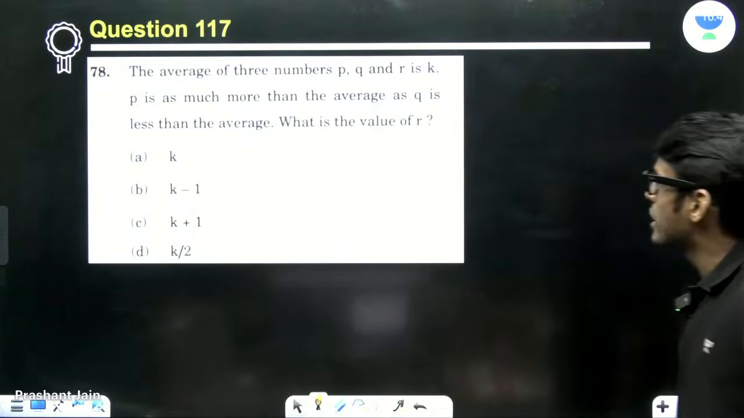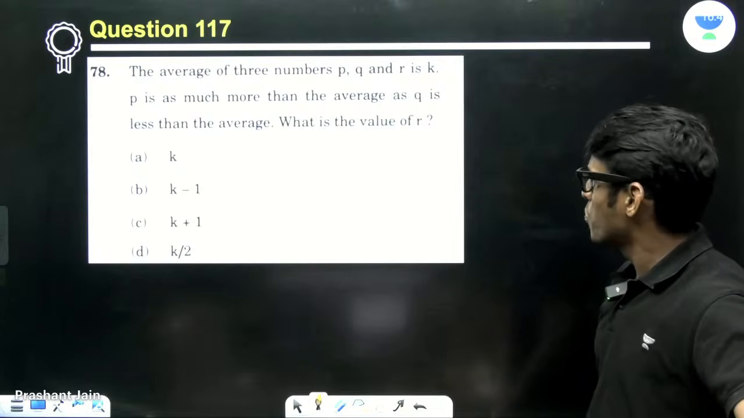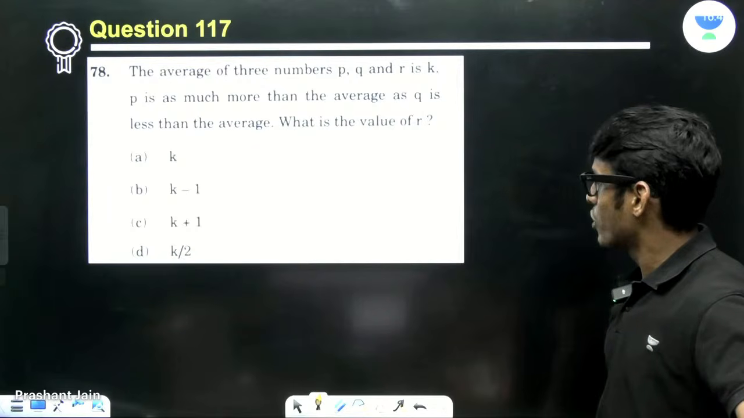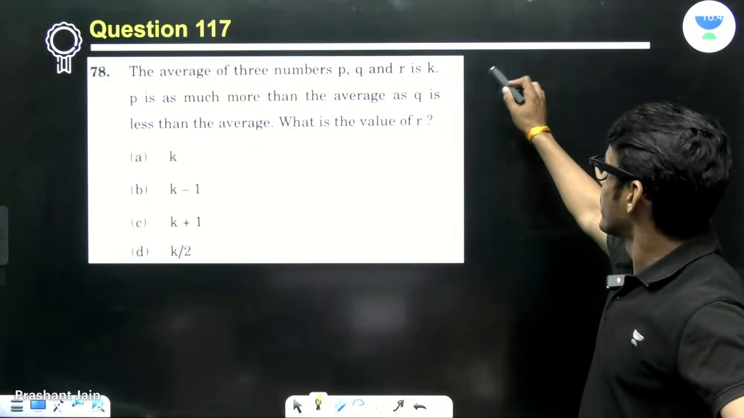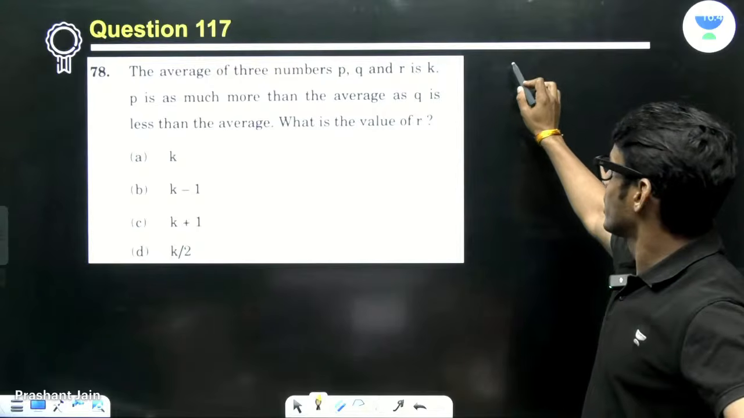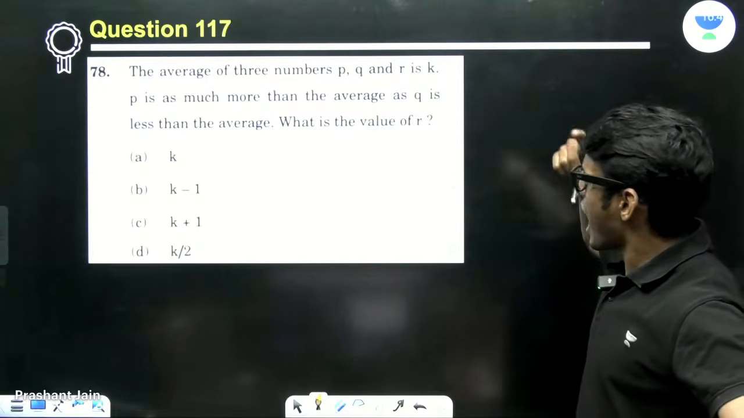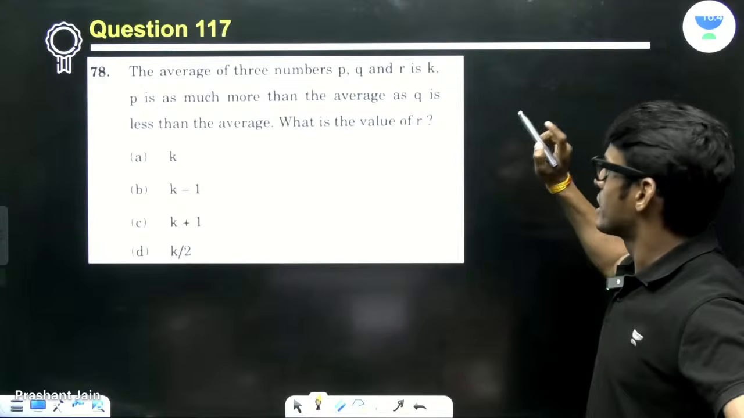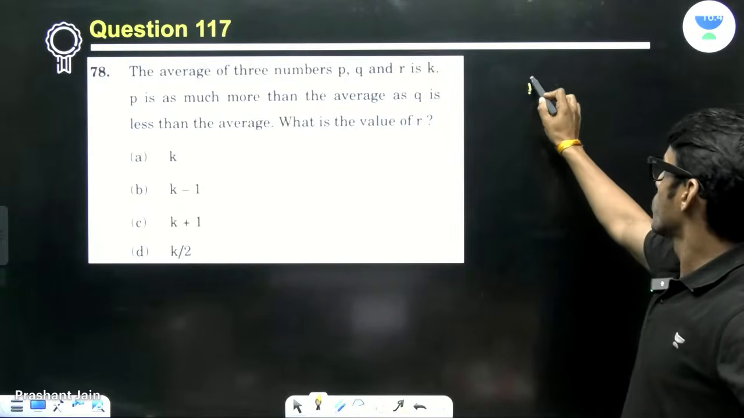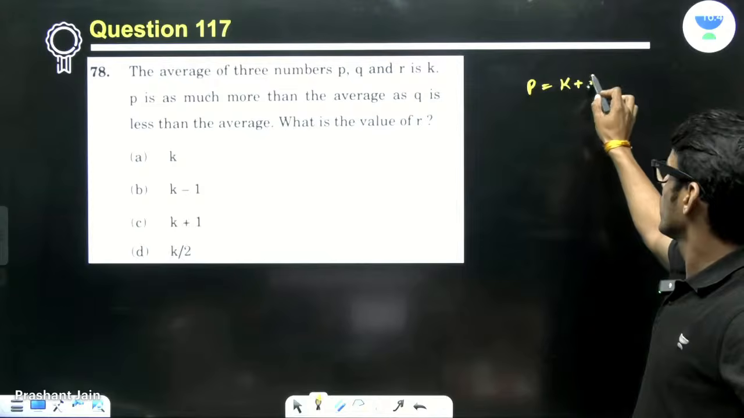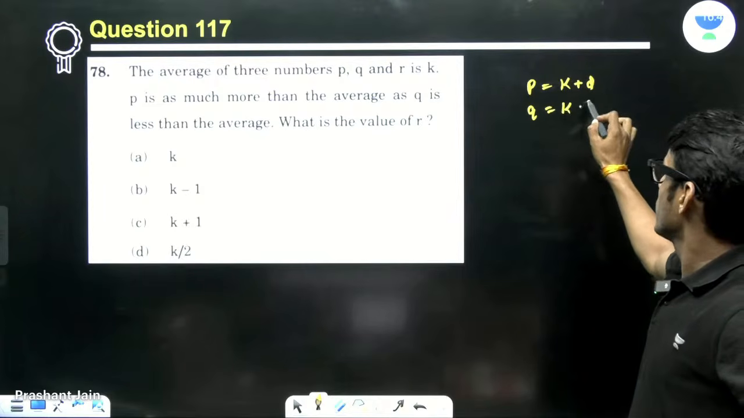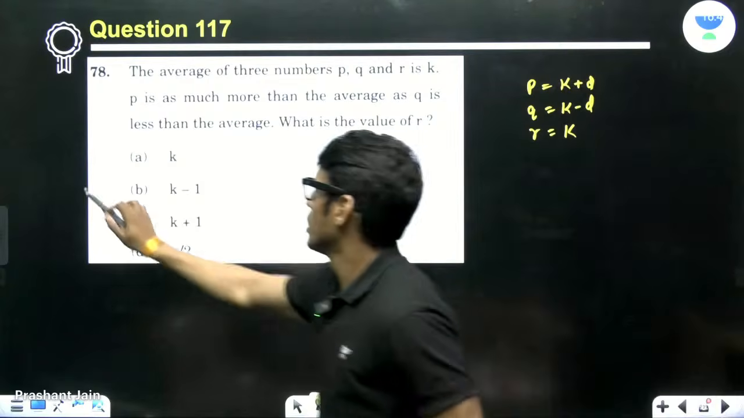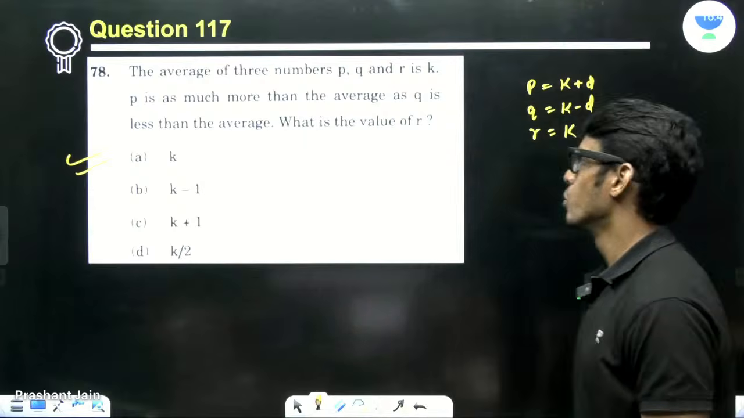The average of three numbers P, Q and R is K. P is as much more than the average as Q is less than the average. What is the value of R? The average of P, Q and R is K, right? P is as much more than the average as Q is less than the average, right? So P is K plus D, Q is K minus D, which means R is equal to K. They are in AP. So it is, see, a highly doable problem.